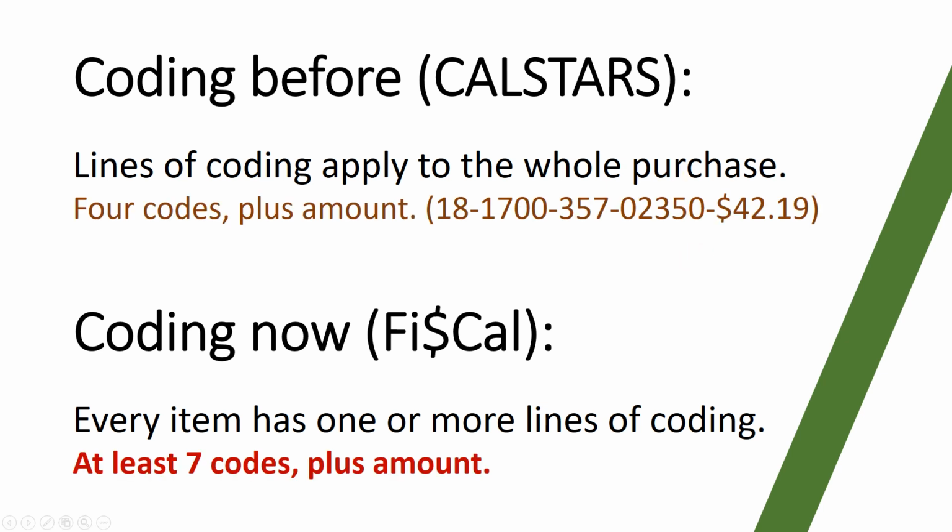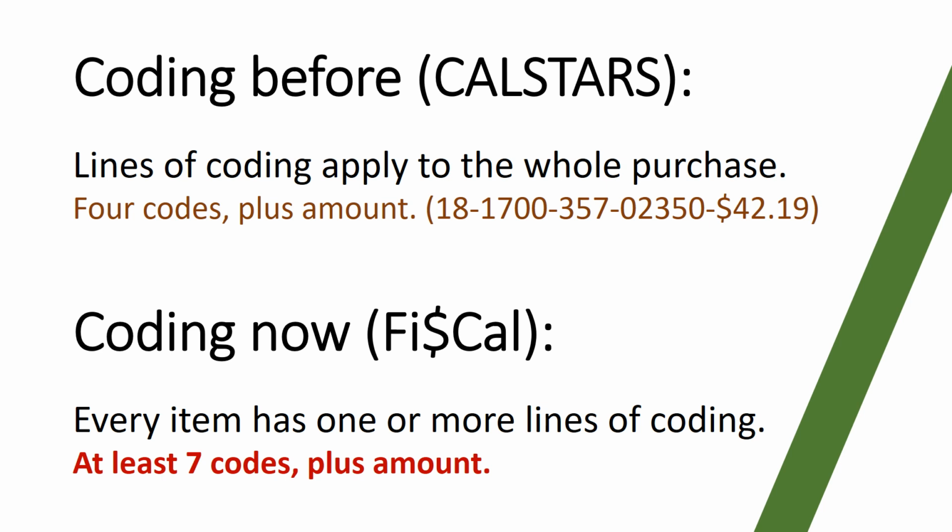As if this weren't enough, the number of codes per line has changed as well. In the past, we did 4: fiscal year, index, object, and PCA, plus the dollar amount, and maybe an incident number too. With Fiscal, you will now be entering at least 7 codes per line, not counting the entry of the itemization, such as item description, quantity, and price. This sounds overwhelming, but there are ways to make it easier, and the PO Defaults box is one of them.